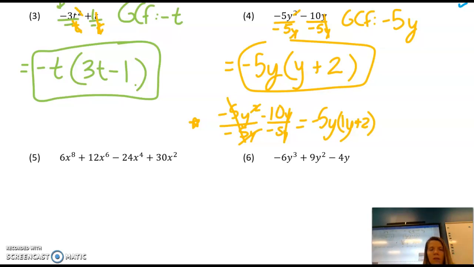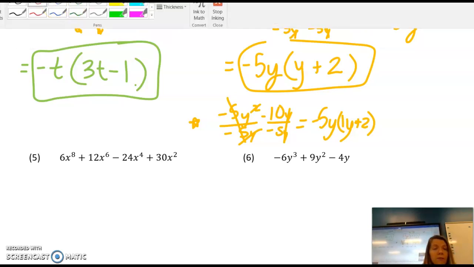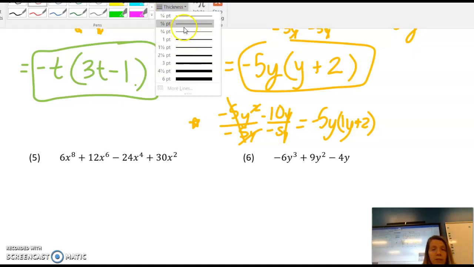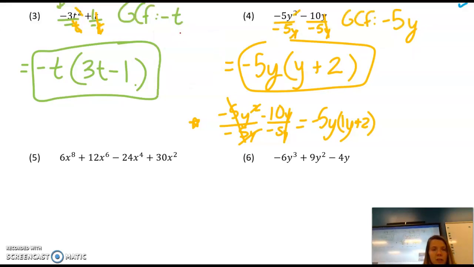All right, number 5. Nice long problem for you. So number 5, if we take a look at it, it has 4 terms. So we need to find the GCF of all of them. All right, so the first question is there a GCF? So let's take a look at our numbers. We have 6, 12, 24, 30. And so yes, the GCF here, you could divide them all by 6. That is the greatest common factor.